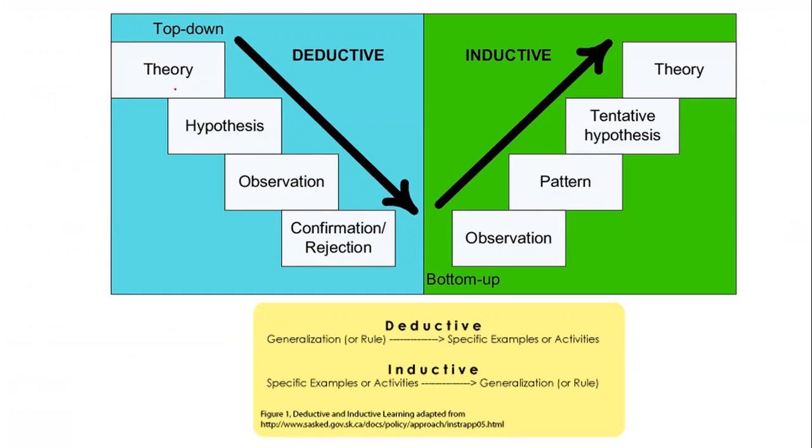When we talk about the deductive approach, it's called a top-down approach, where it starts with the theory, then comes the hypothesis framing, then observing, and based on the observation, it is accepted or rejected. But if you go with the inductive approach, that is a bottom-up approach, where you start with an observation pattern, then you frame a tentative hypothesis, and based on that, you come up with a theory. So the deductive approach basically has a rule of general to specific or particular, whereas the inductive approach goes from a particular example or activity to a generalized rule.